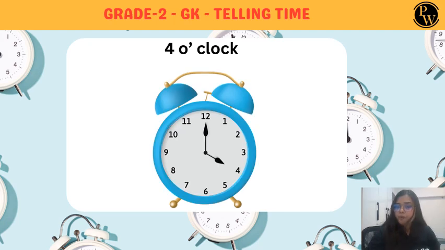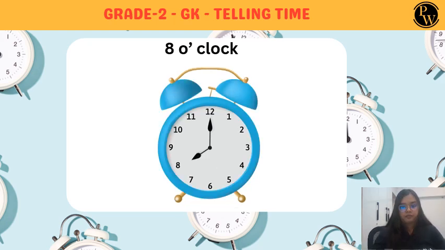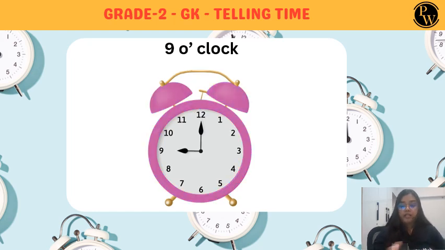When the minute hand points to the 12 and the hour hand points to the 4, that means it's 4 o'clock. When the longer minute hand points at 12 and the smaller hour hand points to the 5, that means it's 5 o'clock. When the minute hand points at the 12 and the hour hand points at the 8, that means it's 8 o'clock. When the minute hand points to the 12 and the hour hand points to 9, that means it's 9 o'clock.